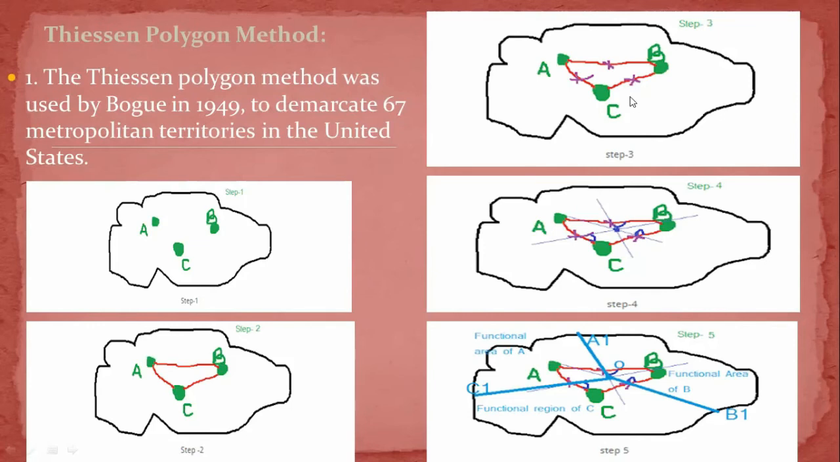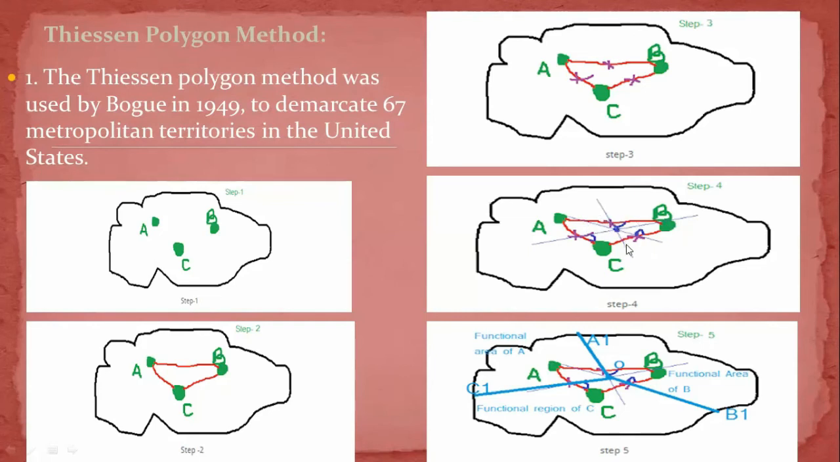In the third step, the middle point of each of these lines is delineated. This is the midpoint. Now, once the midpoint is delineated, then a perpendicular is drawn from each of these midpoints. So a perpendicular is drawn through the midpoint of A and C, through the midpoint of C and B, and through the midpoint of A and B.